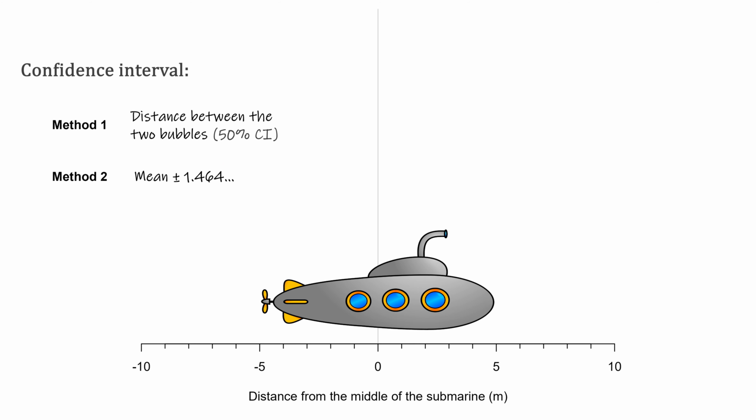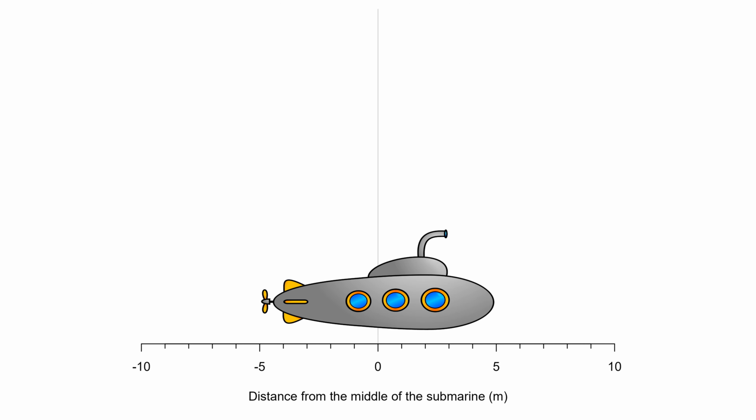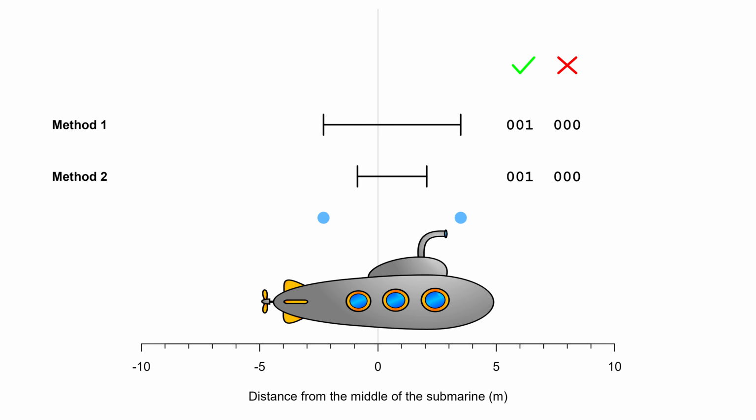If you're more easily convinced by actually observing things, you could simulate this experiment. Generate 2 random bubbles, compute the confidence interval with method 1, compute the confidence interval with method 2, and write down whether they include the hedge location. In this case, both of them do. Great, let's try again. Now the first one does, but the second one doesn't.